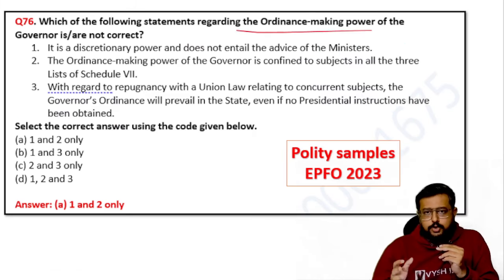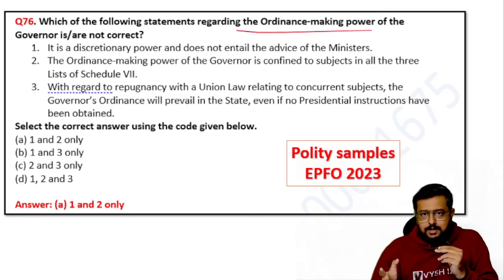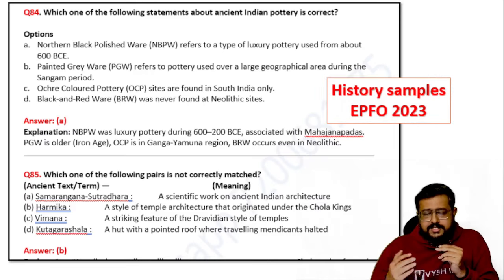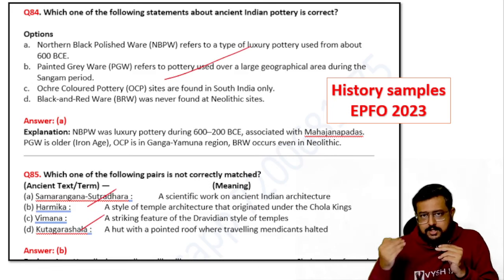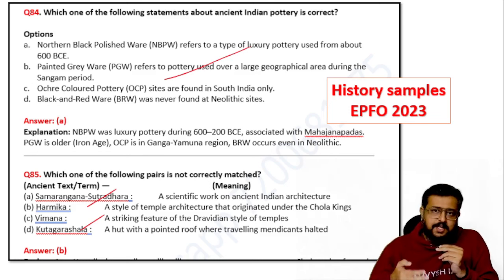Then polity, usual: your preamble, fundamental rights, fundamental duties, DPSP, ordinance, governor, president, prime minister, questions can come from everything, but more factual than what is asked in the civil service. Civil service more concept is asked, here more fact is asked. Okay. Then we have history, where again ancient, medieval, art and culture, everything is there. So pottery, your different temple styles, different ancient related terms. I think in UPSC also once upon a time they used to ask, but now it has gone more conceptual. Here it is still the factual paper.